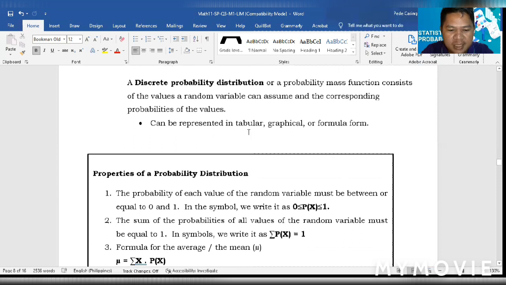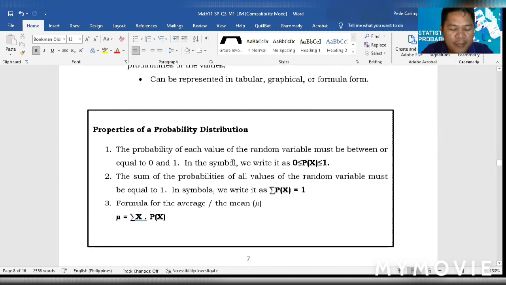It can be represented in tabular, graphical, or formula form. So ito po ang properties ng ating probability distribution. Number 1, the probability of each value of the random variable must be between or equal to 0 and 1. So pag sinabi natin probability, that is from 0 to 1. Hindi po siya lalagpas ng 1 at hindi rin siya negative numbers. In the symbol, we write it as probability of x is between 0 and 1.